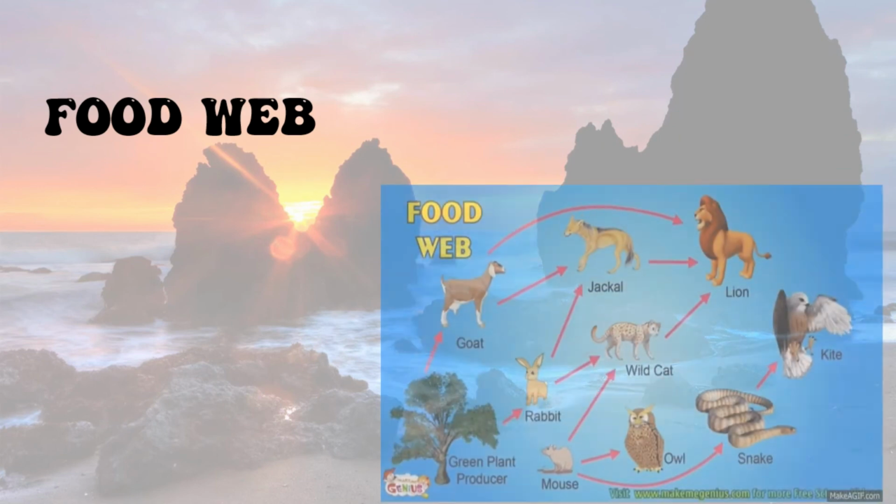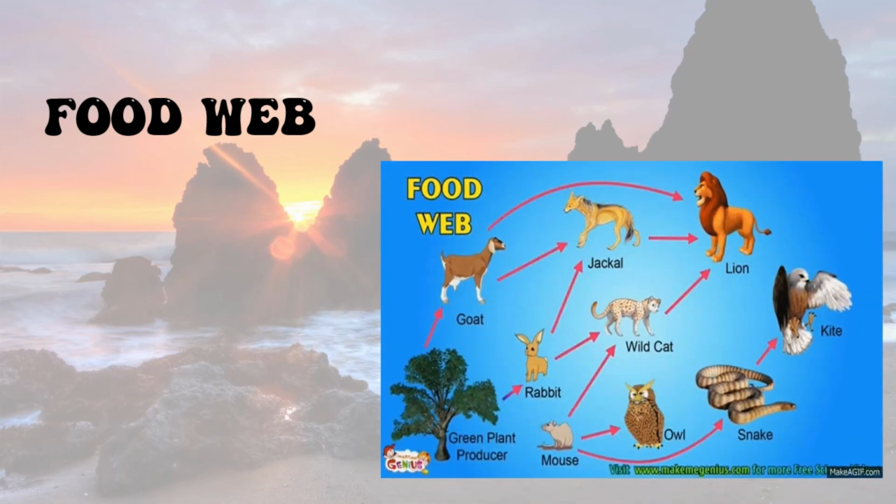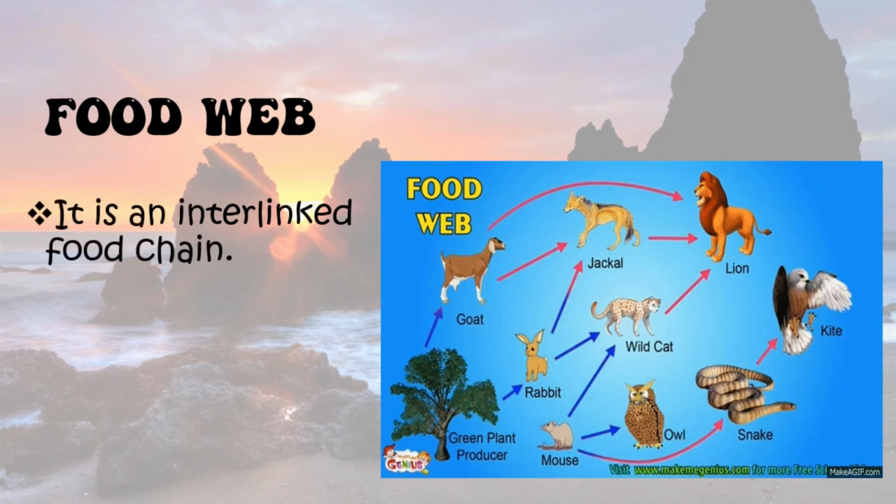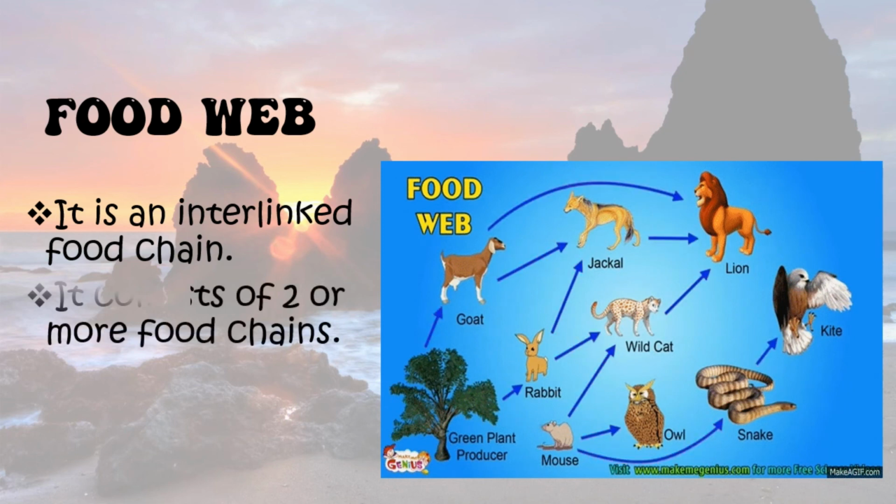And then we have the food web. It is an interlinked food chain. It consists of two or more food chains.